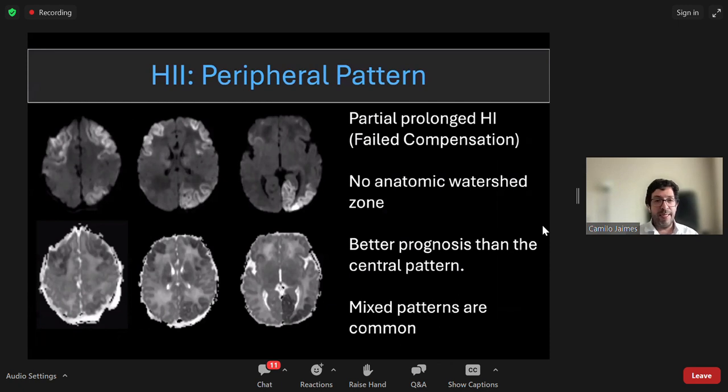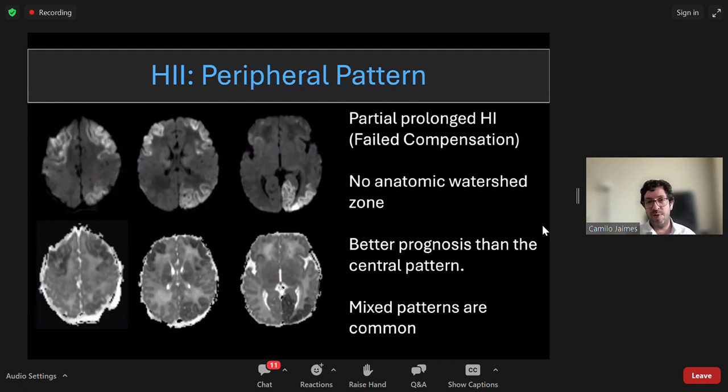The peripheral pattern, as we alluded to, is typically attributed to partial and prolonged hypoxia and ischemia. So I tend to think about this not as failed compensation, but perhaps insufficient compensation. If the baby has a warning, the baby will try to protect the deep gray nuclei because he or she knows that those are vulnerable.